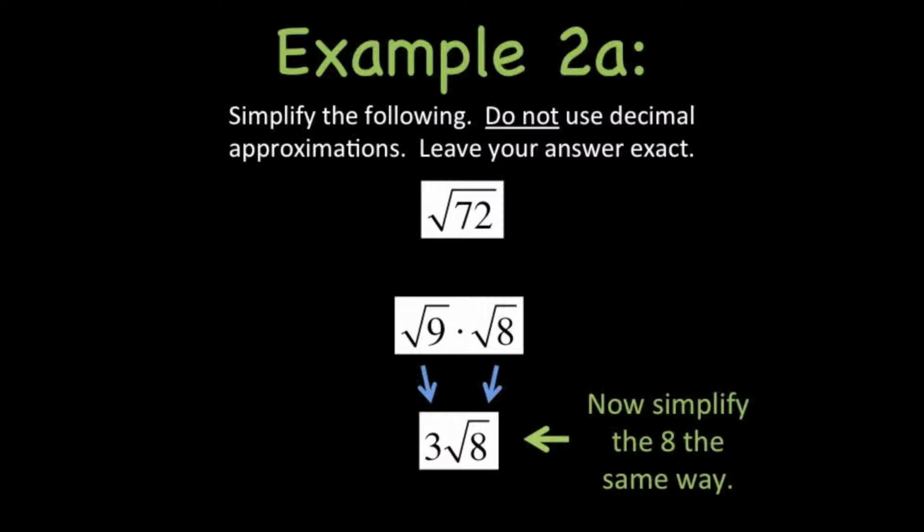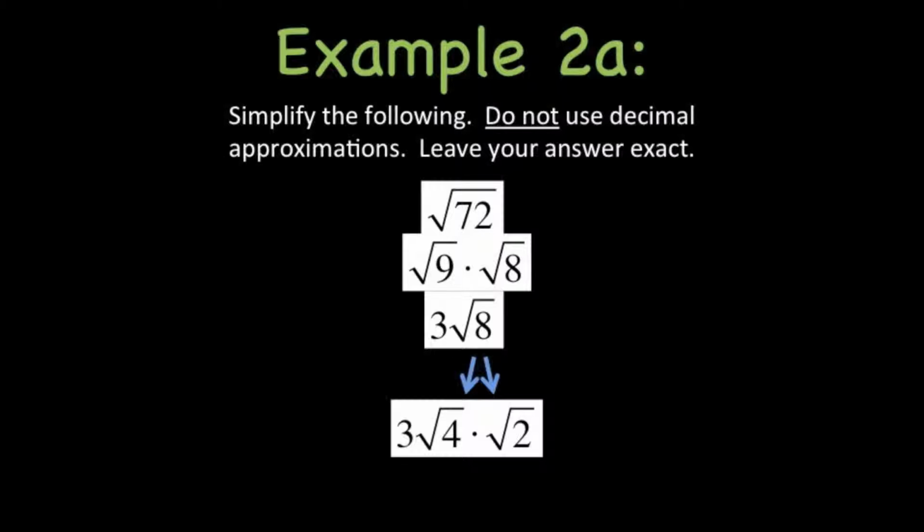At this point, we would stop and check to make sure no more perfect squares will go into 8 and that we have actually simplified everything. At this point, you would find that 4 multiplied by 2 is equal to 8 and repeat the process. So we have our 3, the square root of 4 multiplied by the square root of 2.